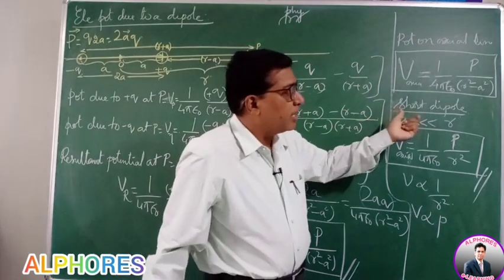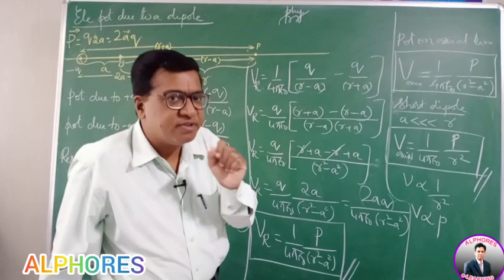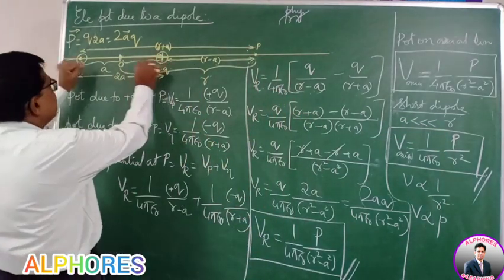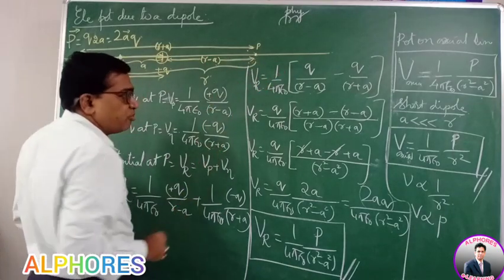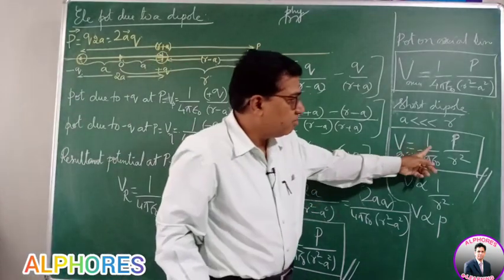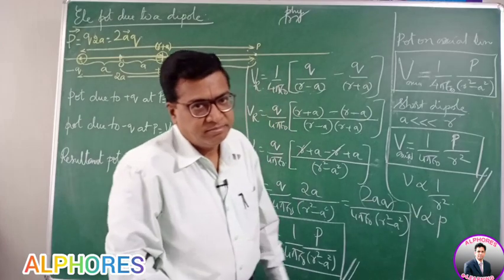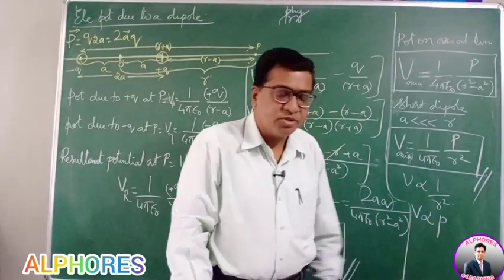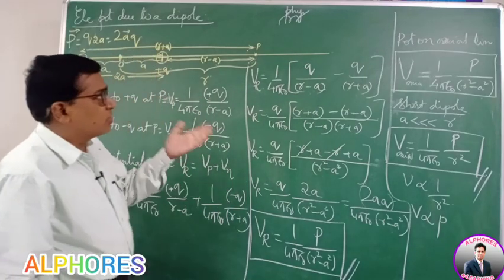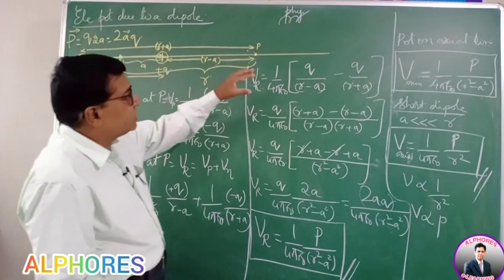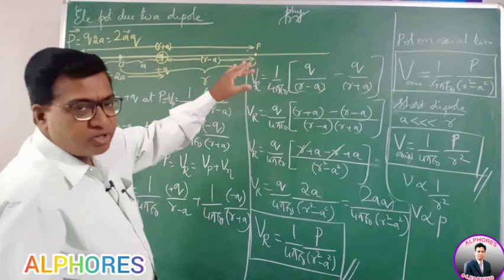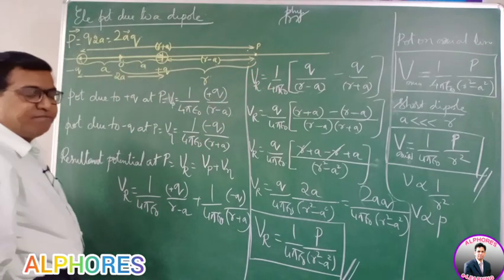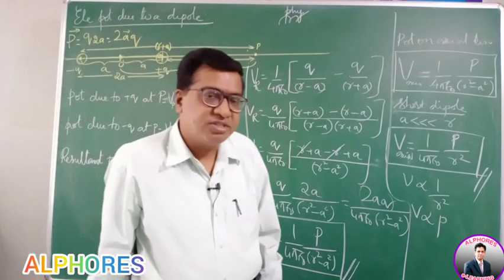If the dipole is a short dipole, the length is very much small, a very much less than r, the distance between the charges is very less when compared to the distance of the point, then it's 1 by 4 epsilon p by r square. So therefore it is inversely proportional to r square and directly proportional to the dipole moment. For positive it is plus. If you take it on the side which is nearer to positive charge, you get positive potential. If you take it on the side nearer to the negative charge, then the potential will be negative.